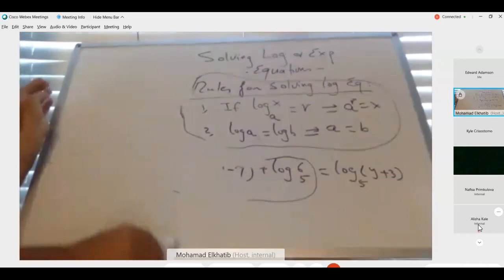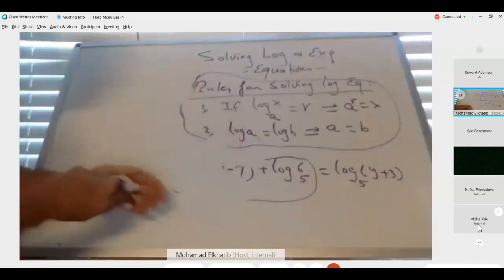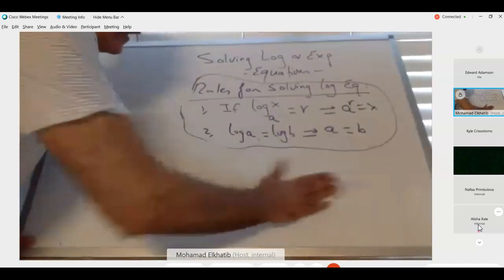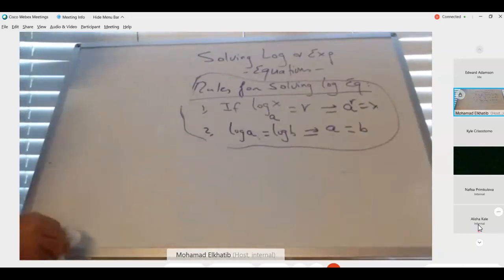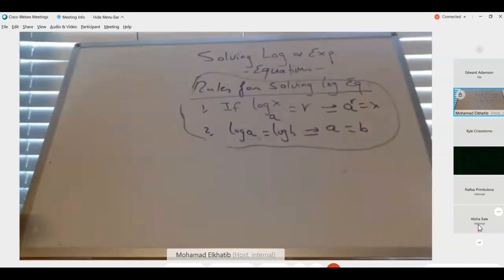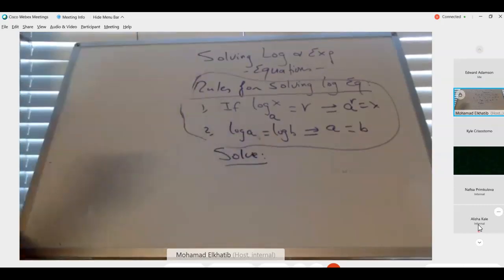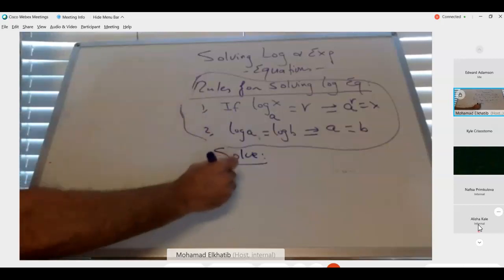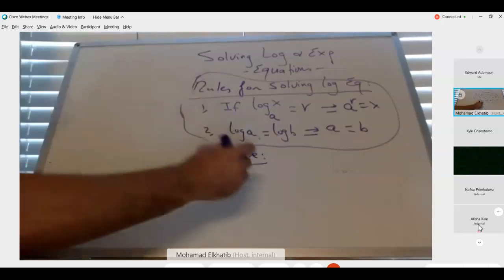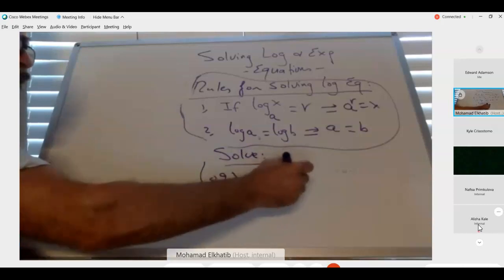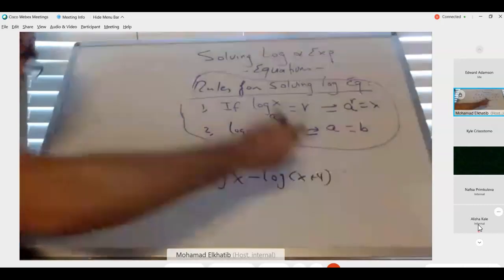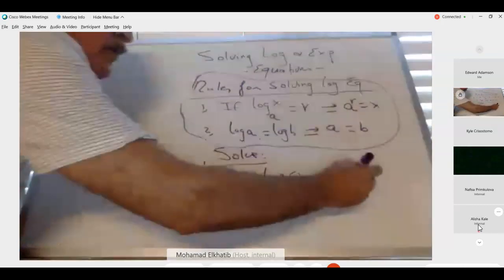Remember, these rules are not in your book. That's why you guys come to class, because I show you things that are completely different than your book, something to make your job a lot easier, okay? So let's do something a little different on solving log equations. Let's say I ask you to solve log x minus log (x plus 4) equals -1.